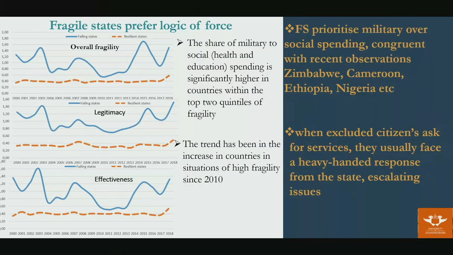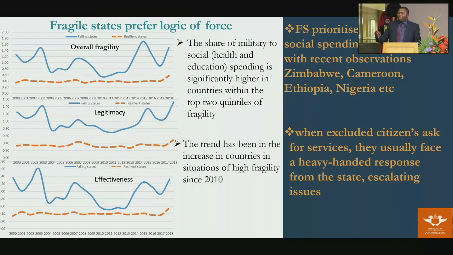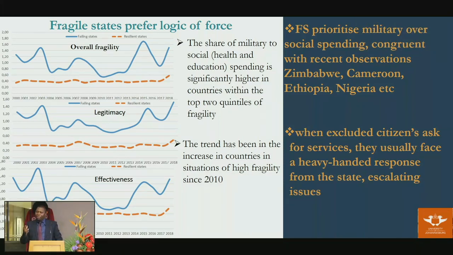But the presentation and the full paper have those details. So the question is, do developing countries and fragile states understand this? Do they understand that social investment in the social dimensions of livelihood, and particularly human capital of the excluded, is the most important thing for long-term sustainable development?